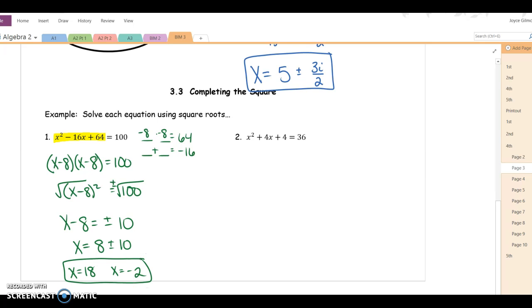What they're trying to do with this example is show you that if the left side looks like this, it factors into x minus 8 squared. This thing is called a perfect square trinomial. A perfect square trinomial has a number times 2 as the middle number, and that same number squared as the third number. So -8 times 2 is -16. -8 squared is 64.